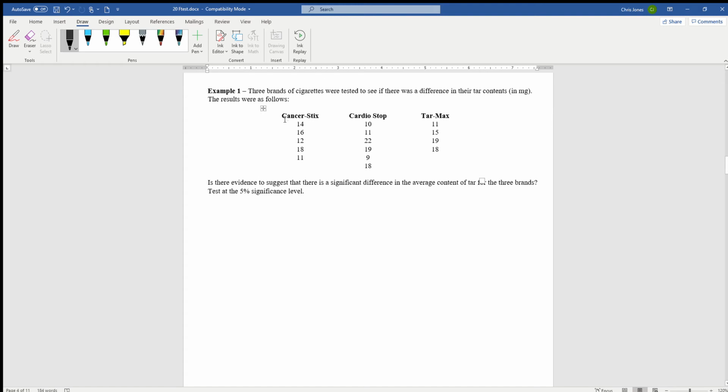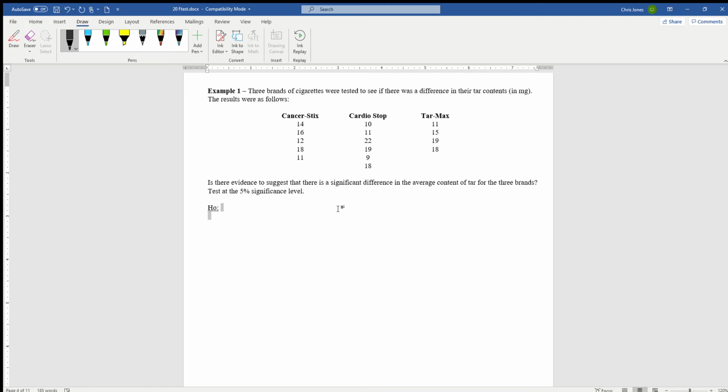So they sampled 3 different brands of cigarettes, and here's the number of milligrams of tar in each of those cigarettes. The question is, is there evidence to suggest that there's a significant difference in the average tar content for each of the 3 brands? We're going to test at the 5% significance level.